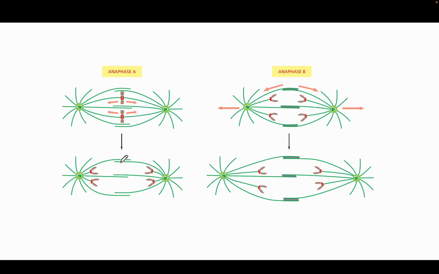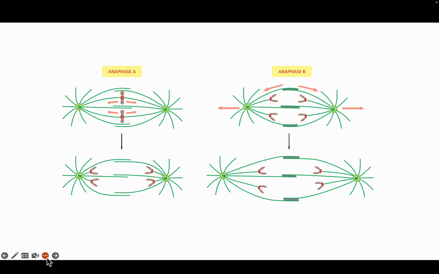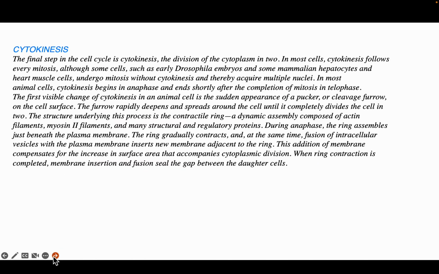So you can see anaphase A and anaphase B. Here the forces are generally because of the kinetochores, and here the forces are generally because of the microtubules. Basically, the chromatids are getting separated from each other and going towards the two poles. Now, eventually, after chromatid segregation at anaphase, the cell has to start cytokinesis.